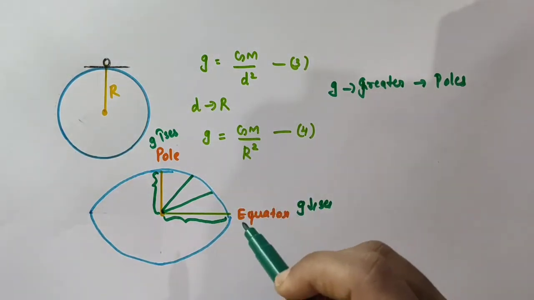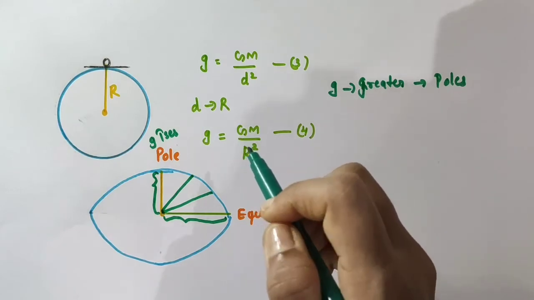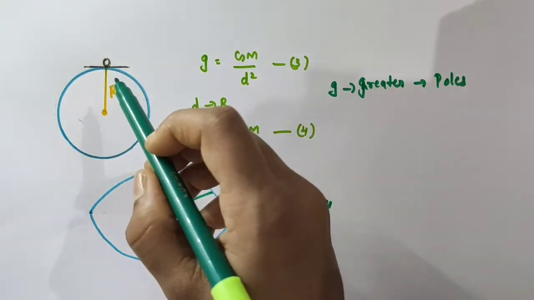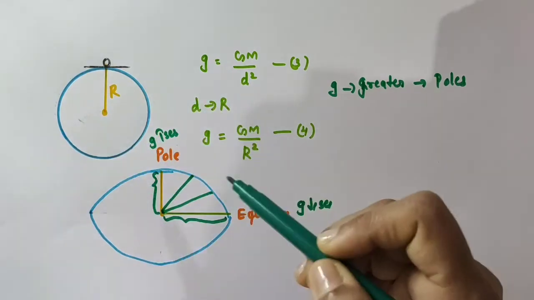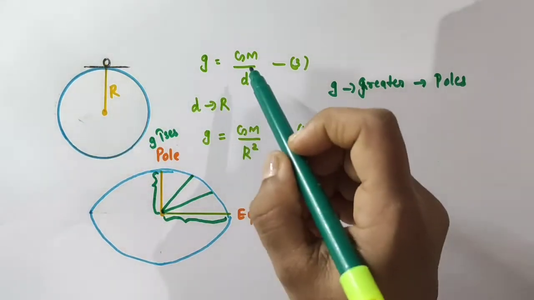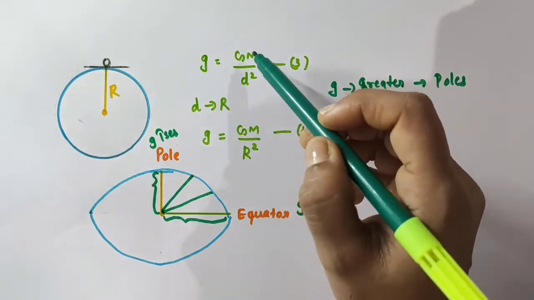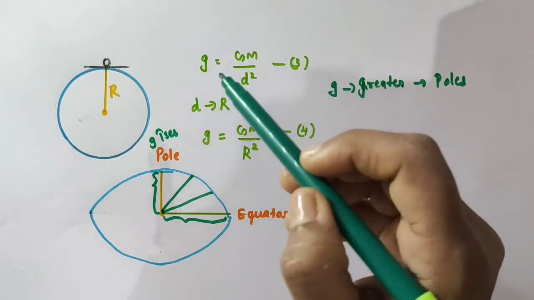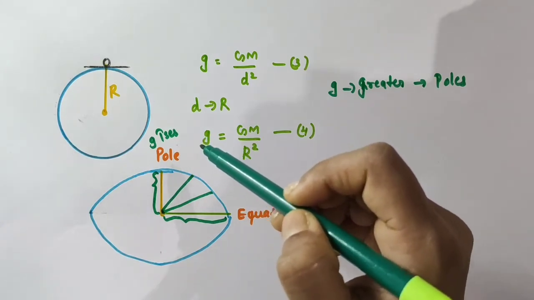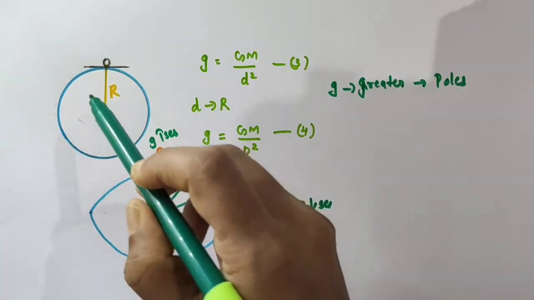So, for most of the calculations, we can take this expression when the object is on or near the earth's surface. For objects very far away from the earth, g value is taken as g equal to GM by d square. We can take this g to be more or less constant on or near the earth.